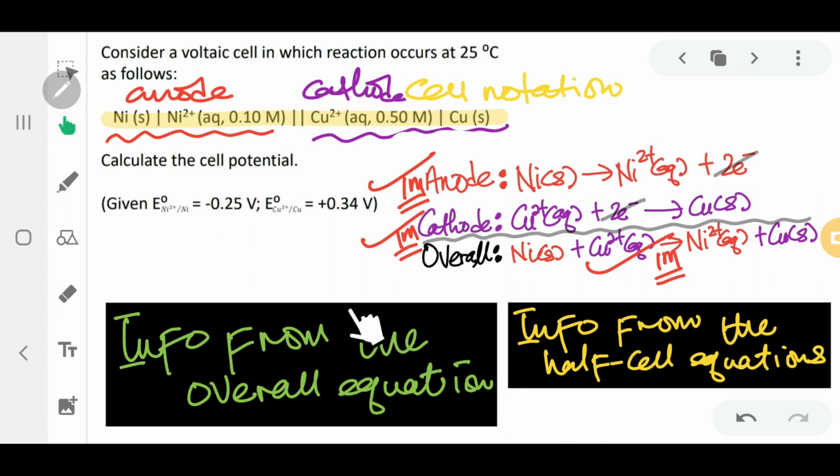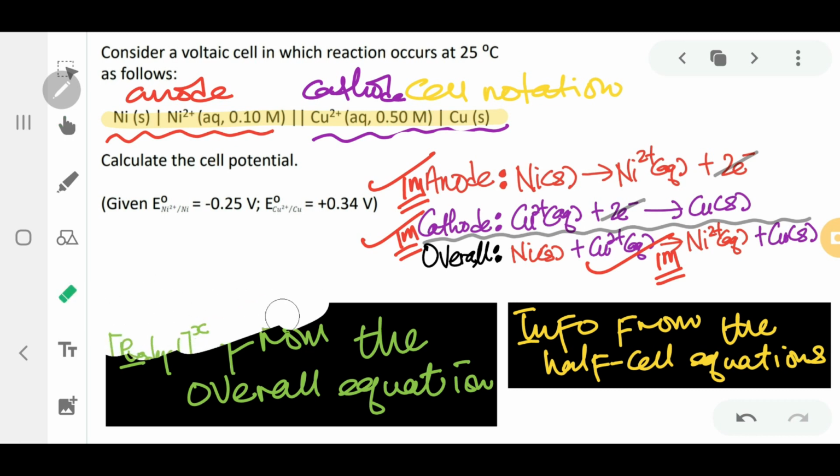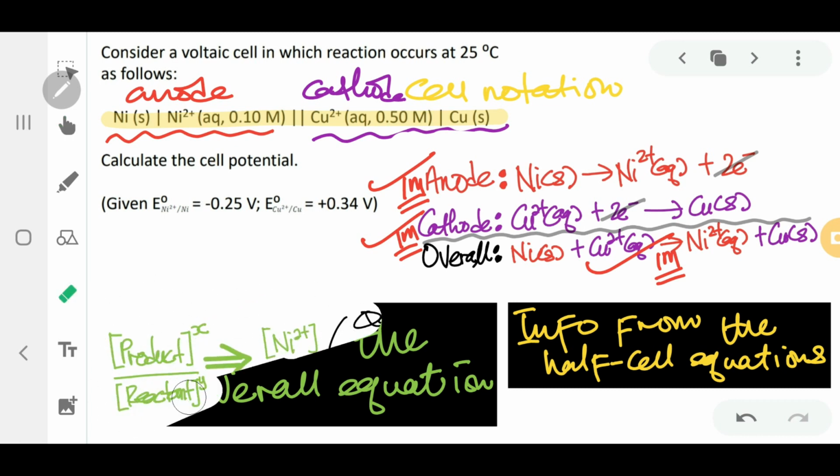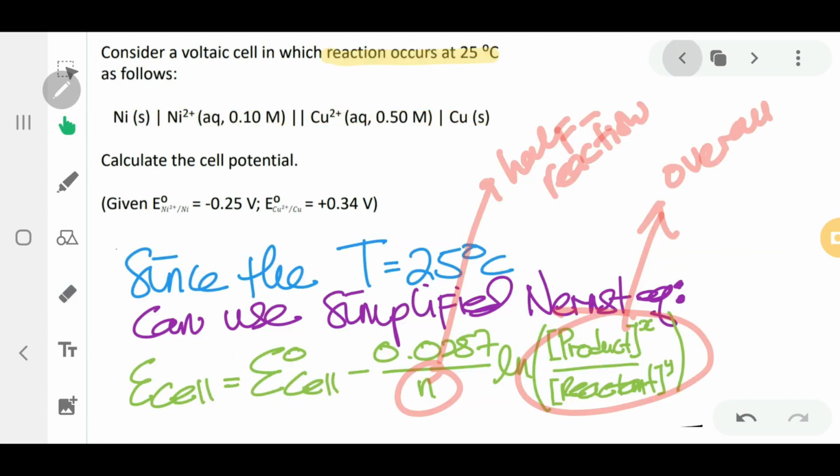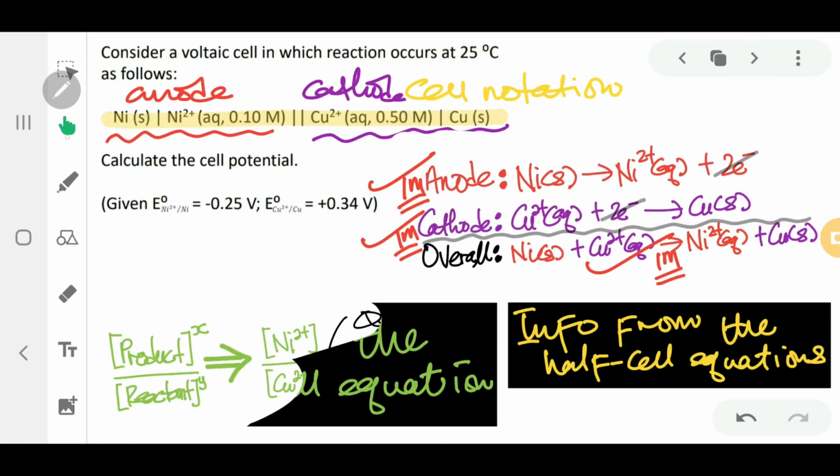So what information can we get from what you have done here? Let's have a look at the information from the overall equation first. From the overall equation, we should be able to find the quotient that we need for your simplified Nernst equation. From the overall reaction here, we can see that the quotient should be the concentration of Ni2+ aqueous over the concentration of Cu2+ aqueous.